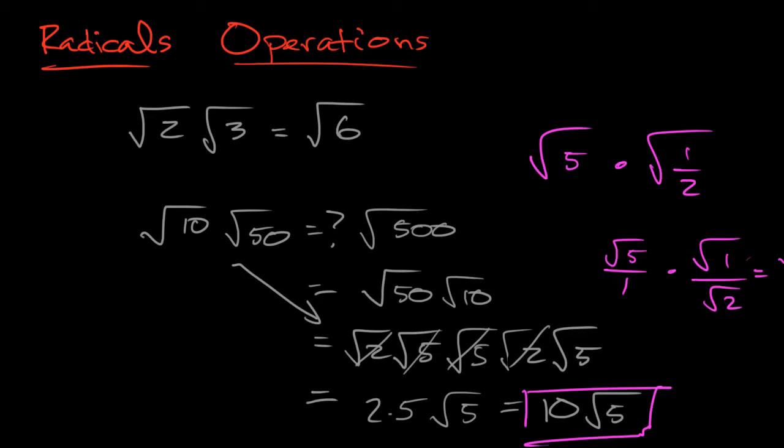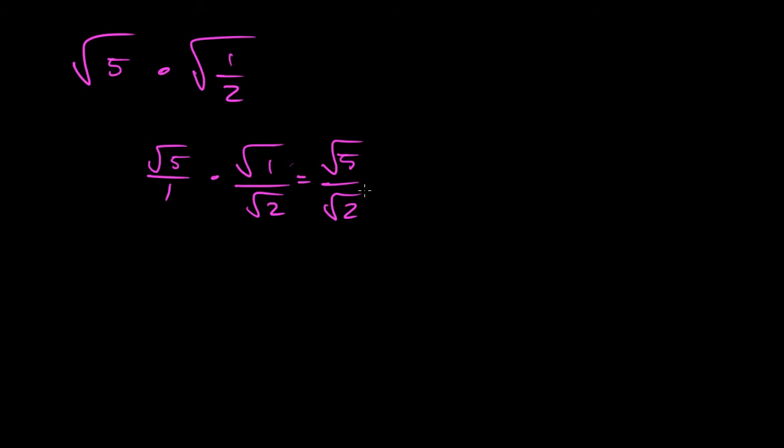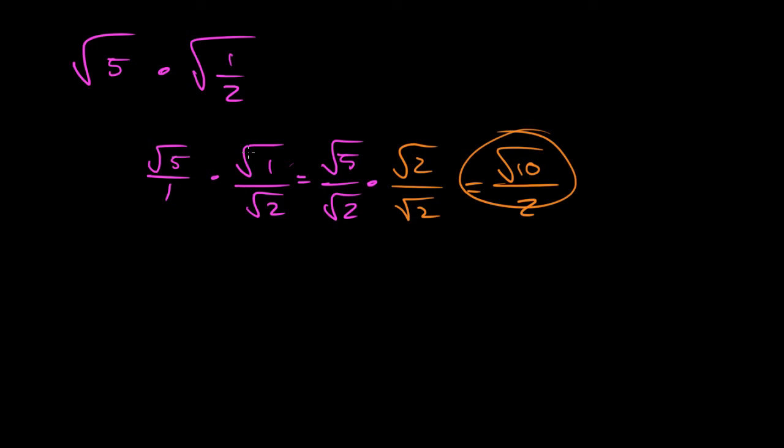That would give me the square root of 5 in the numerator over the square root of 2. And remember that we always have to rationalize the denominator. And so I'm going to multiply by the radical in the denominator, so root 2 over root 2, to get the square root of 10 over 2. Okay, so that's just multiplying radicals by each other.